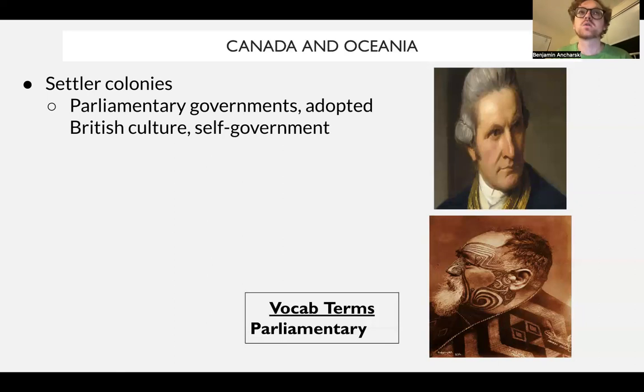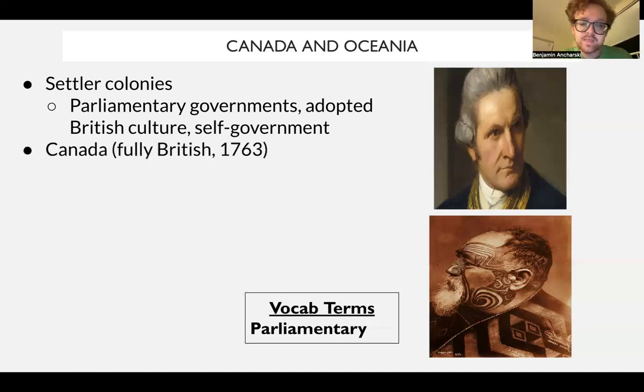Parliamentary governments are established in all three of these places. So a system in which there's election for representatives in parliament and prime ministers and whatnot. All of these places speak English. Well, if you can call Australian British English. Anyway, we have the adoption of British culture. They have self-government. This is different, however, from areas with mostly non-white populations that have a royal governor. So you can see what makes these three places unique, again, being Canada, Australia, and New Zealand.